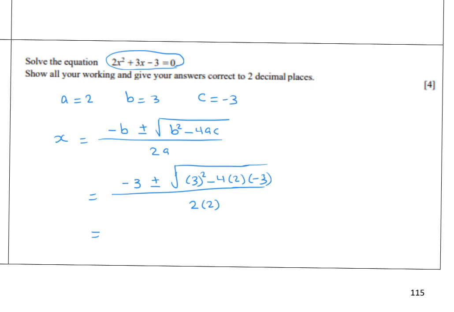So what is the answer now? What is the value for the first one? Negative 2.19, because negative 2.186, so negative 2.19. The other value? 0.686, so 0.69. Okay.